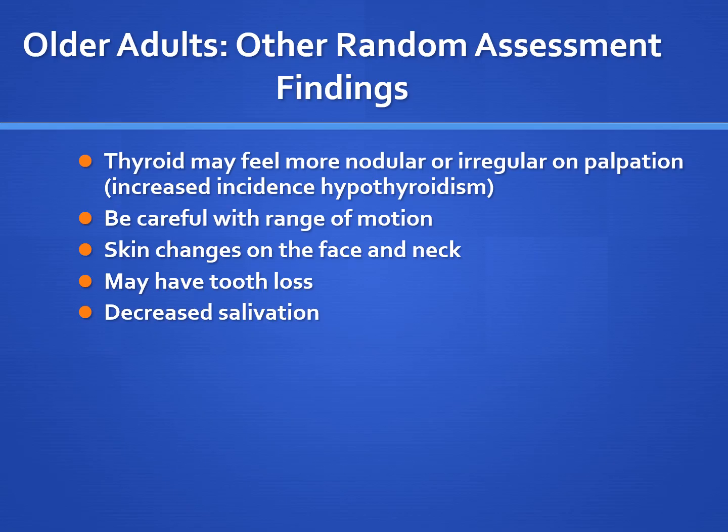Skin changes in the face and neck. We see thinning skin, wrinkling, loss of elasticity. Skin is more fragile, so we're assessing more carefully. Many older adults might not have teeth. They might have dentures, so this could affect speech, nutrition, and our oral assessment findings. Remember, we're always removing dentures for our full exam of the mouth. Decreased salivation: saliva production decreases with age, and it can lead to dry mouth, which is xerostomia, which increases the risk of dental caries and oral infections. So being aware of that.